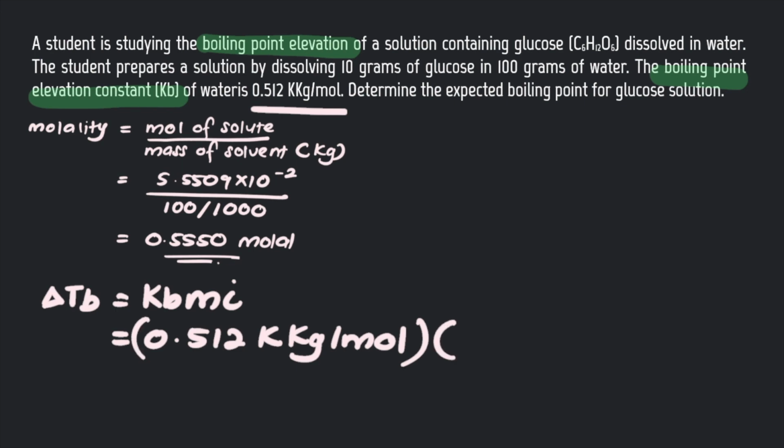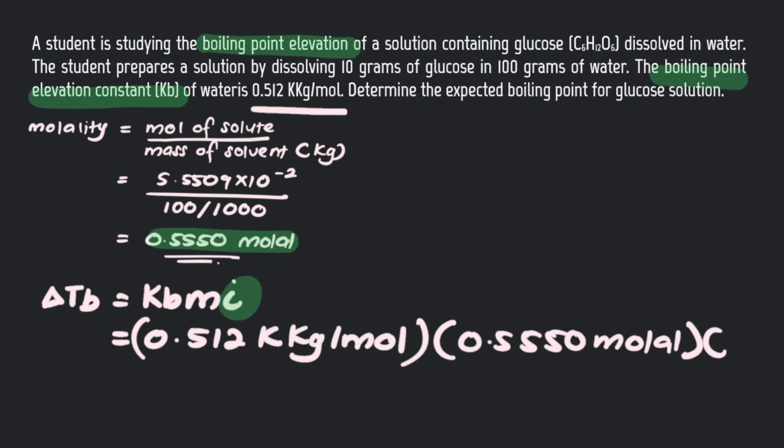Molality is the one that you just calculated, 0.5550 molar. Okay, so you end up with this. Since this is glucose, the value of i shall be 1. Therefore, you will get your boiling point elevation is equivalent to 0.2842.